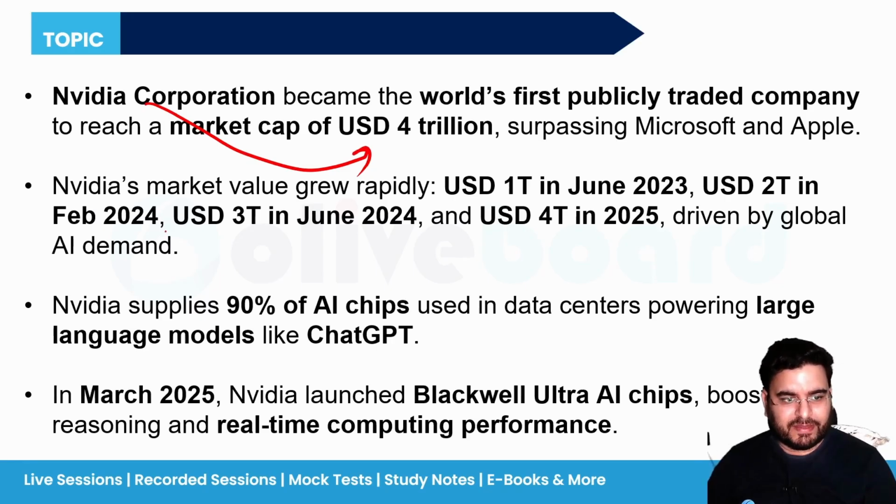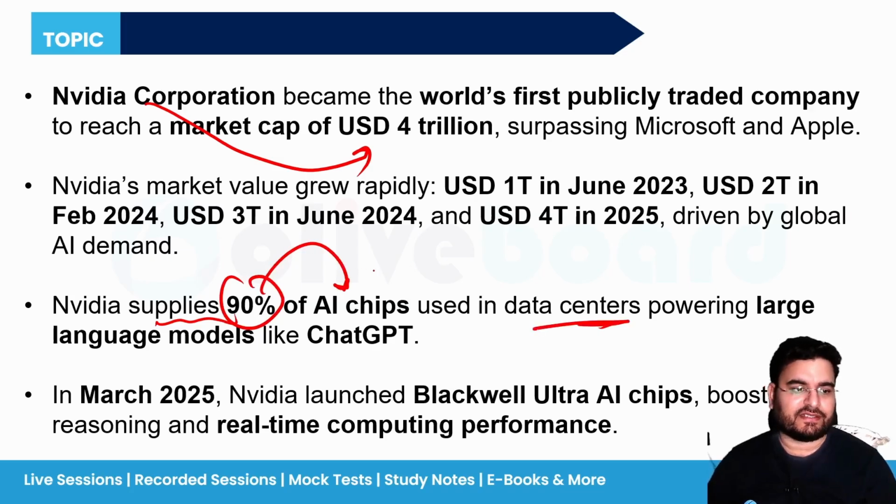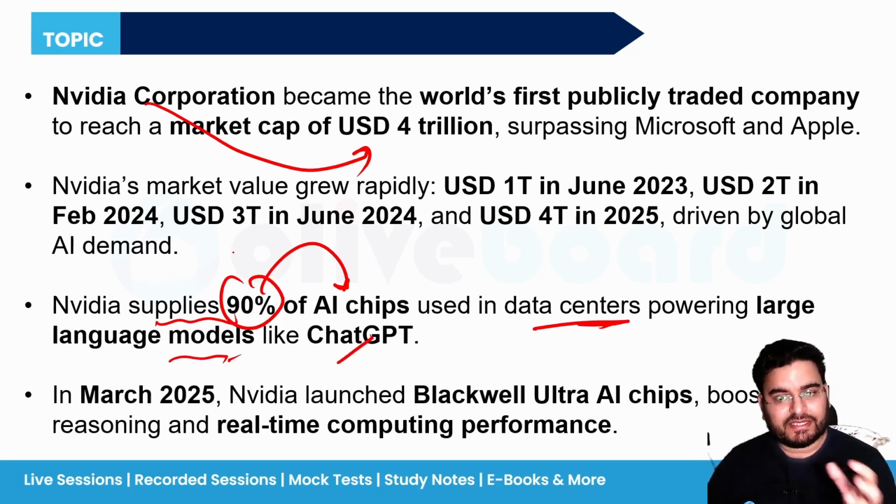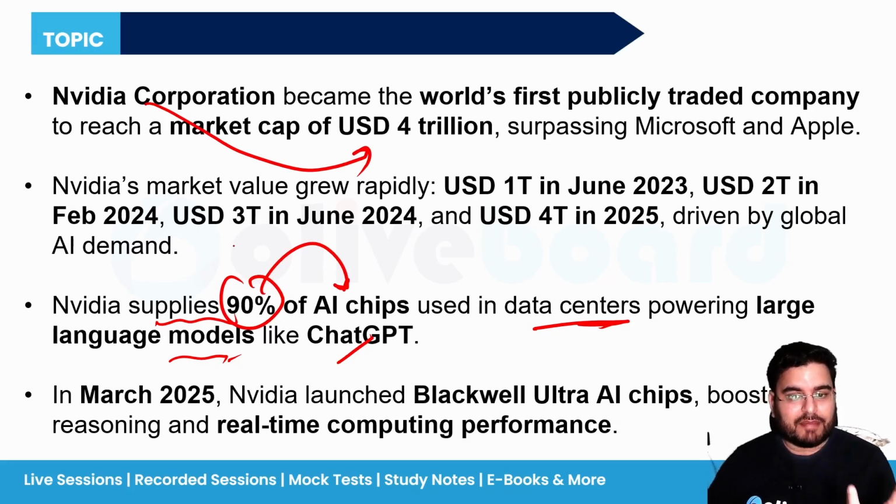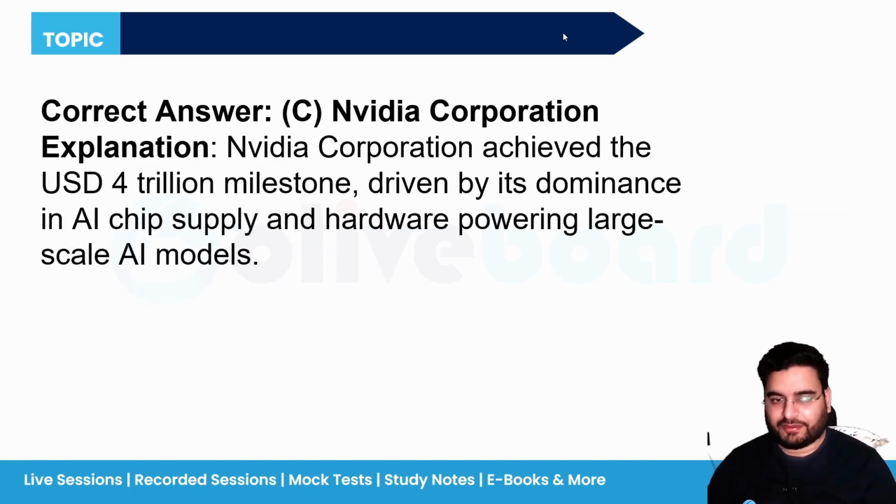And basically, see, Nvidia supplies 90% of AI chips, right? Which are used in data centers. Also, these data centers actually power these large language models like ChatGPT, Perplexity, your Gemini, all these things. Where do these apps get the power? From those data centers, and these data centers are powered by the chips which are created by Nvidia. Okay, so please remember this thing. Chalo, so remember the name Nvidia Corporation.